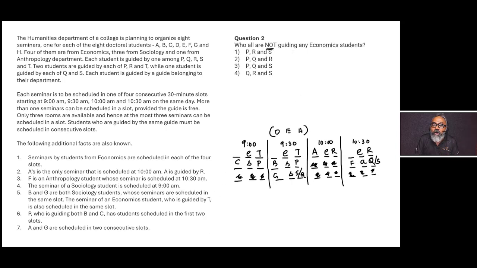Who all are not guiding economic students? We know for a fact that R is definitely guiding economic students, which means there is an R, I can see an R, I can see an R. Those 3 things will go. P is not guiding economic students.